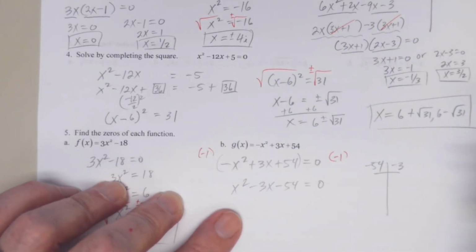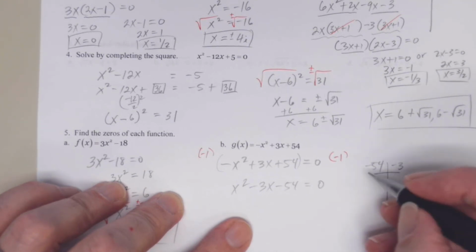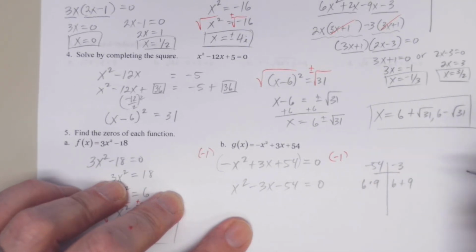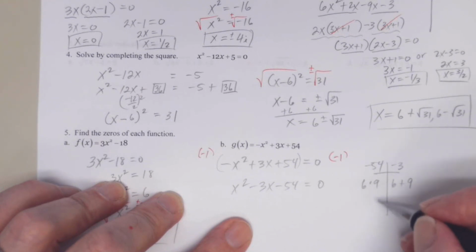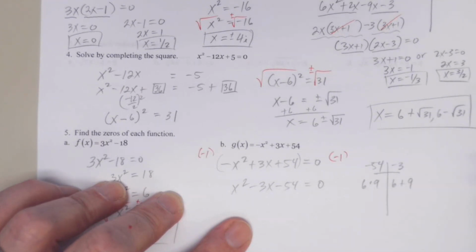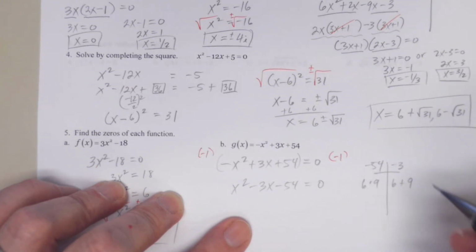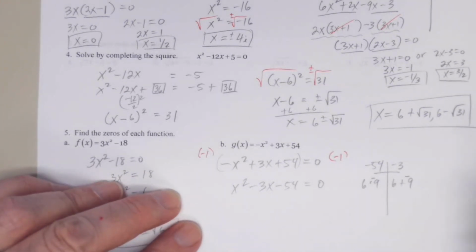And you can play with the numbers. You'll find that 6 and 9 are the ones that work. If you didn't see it, you'd have to go through all the factors and figure out which pair works. So we need opposite signs because we multiply to a negative. Since we add to a negative, make the bigger one negative. Notice 6 times negative 9 is negative 54, and 6 plus negative 9 is negative 3.